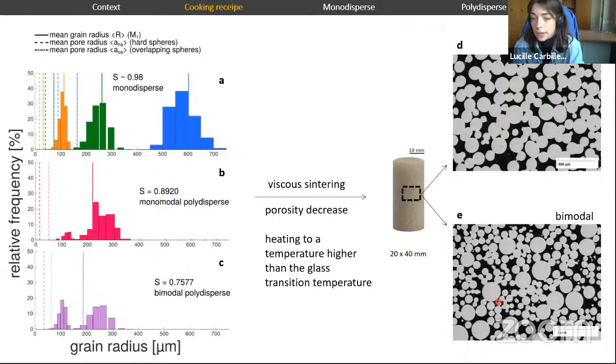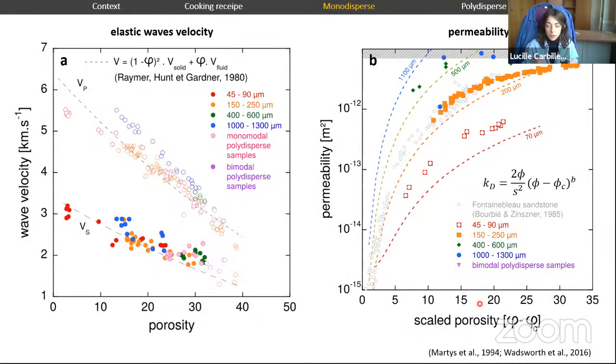On figure E, you can see the microstructure of a bimodal sample this time. So it's basically the same thing, but with bigger grains and smaller grains. And again, you can see the necks in between the particles. So with all these samples, we systematically make various measurements of various effective properties. I've chosen here to show you only two because we measure a lot more, but that's a lot of data.